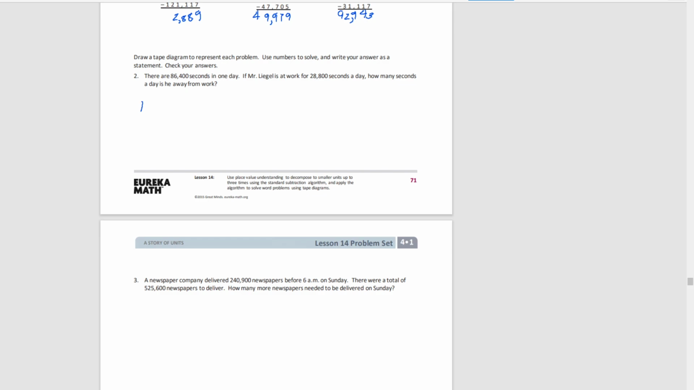Okay, we'll start with our tape diagram, and we have the total number of seconds in a day, which is 86,400. Mr. Legal works for 28,800 seconds, and so we want to know how many seconds he has left that he's not at work. So we're going to subtract.